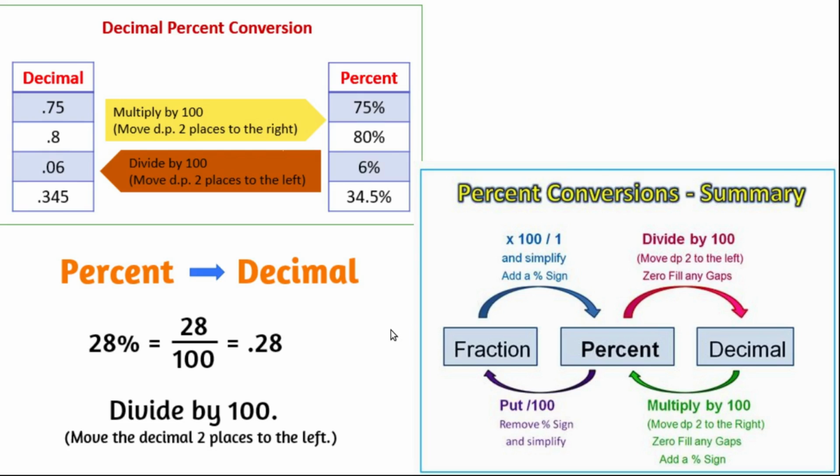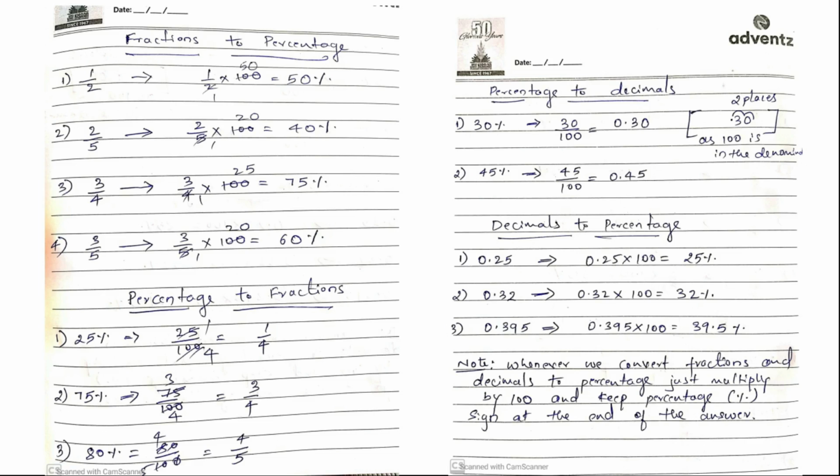Okay, it is summarized in a very simple way. It's very easy to understand. So here we have a few more examples, from fractions to percentage. Again multiply by 100, right? 1 by 2 in terms of percentage is 50%. 3 by 4 in terms of percentage is 75%, just multiply by 100.